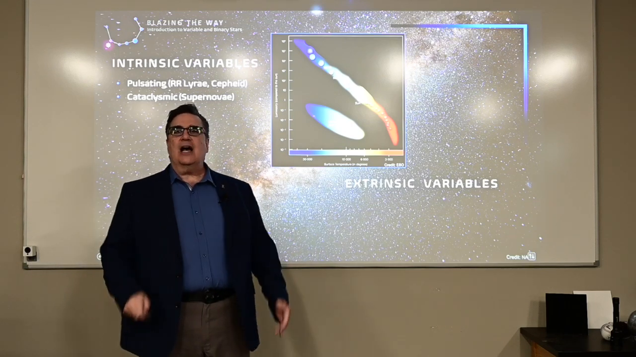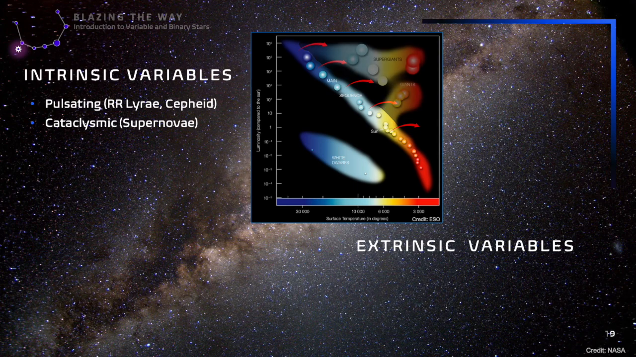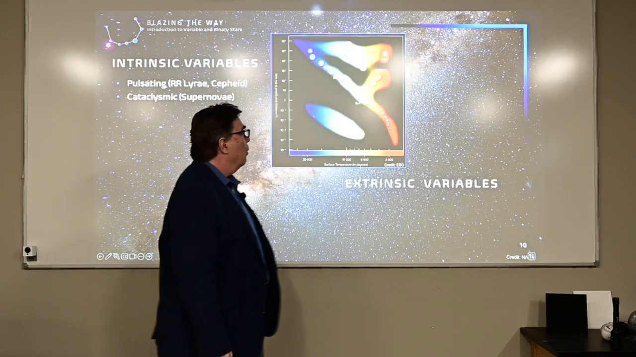Towards the end of a star's life, it starts to peel off of the main sequence to the right. And this is actually where we find our giants and our supergiants. And where they fall in this range, again, comes down to what the original mass of that particular star was.